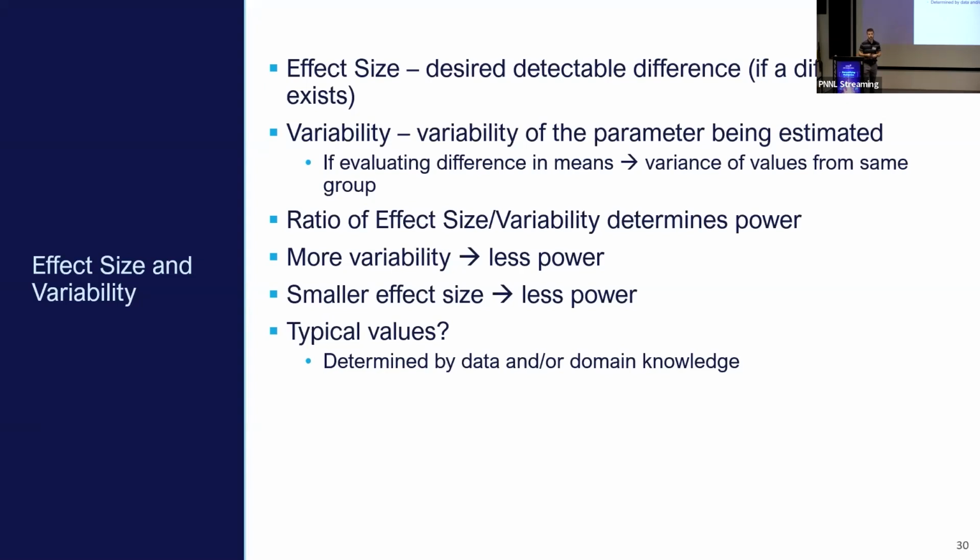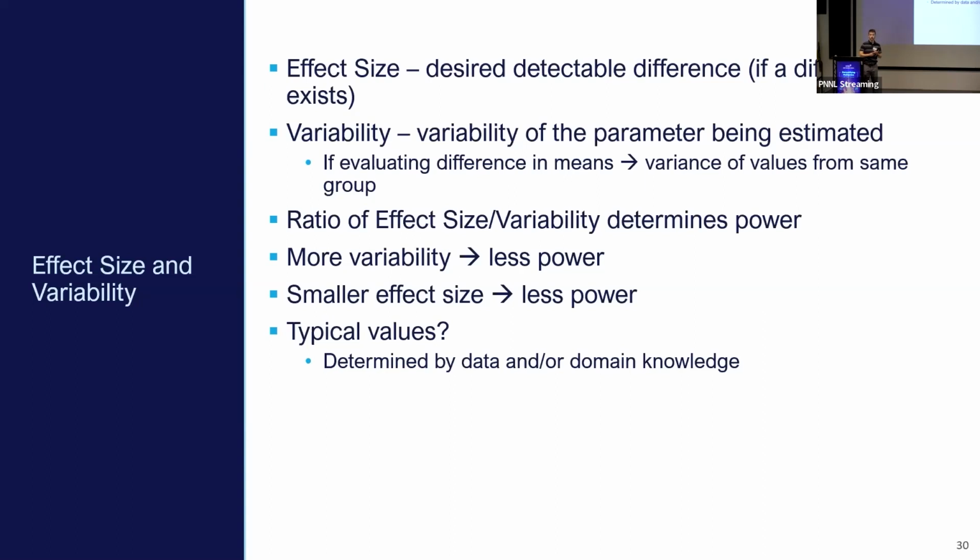So that's where the effect size really comes into play, and why it is so domain specific. If you take that 1-minute difference, you might think it'd be the same regardless, but it has to take into account all the other contextual information that you're working with. And then we also have the variability, which in this case is the variability of the parameter being estimated. If we're evaluating the difference in means, that means that the variance of the values are going to be coming from the same group. And so that ratio of the effect size and the variability is going to be what determines power alongside those other things that we've been talking about.